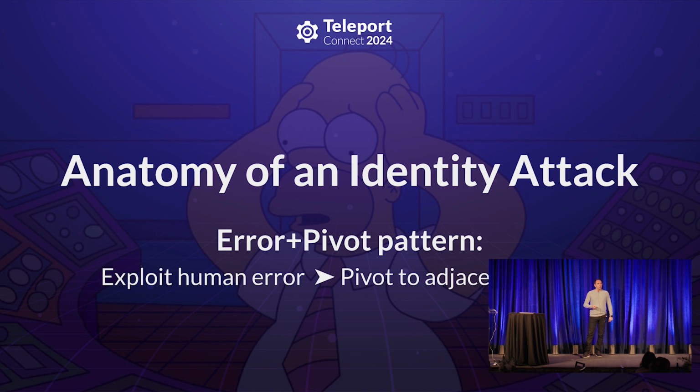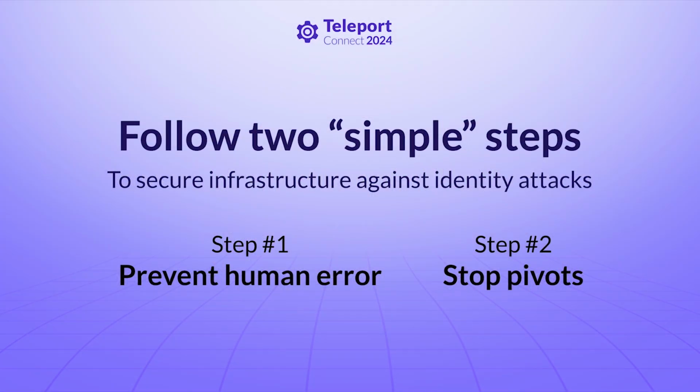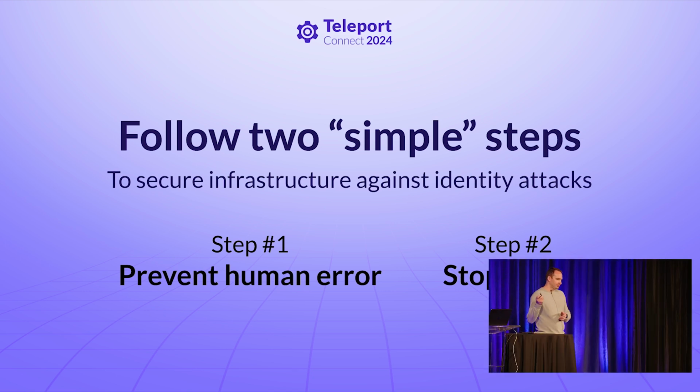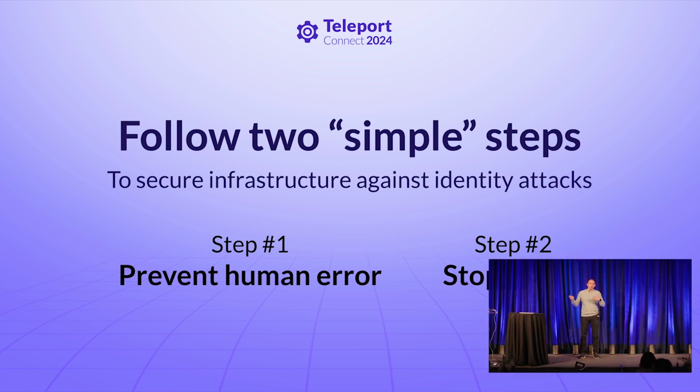So how do we prevent identity attacks then? Let's examine what a typical identity attack looks like. Most of them follow a very simple pattern. It's called exploit human error and then pivot. What does it mean? Exploiting human error means that every attack begins with a human doing something stupid.